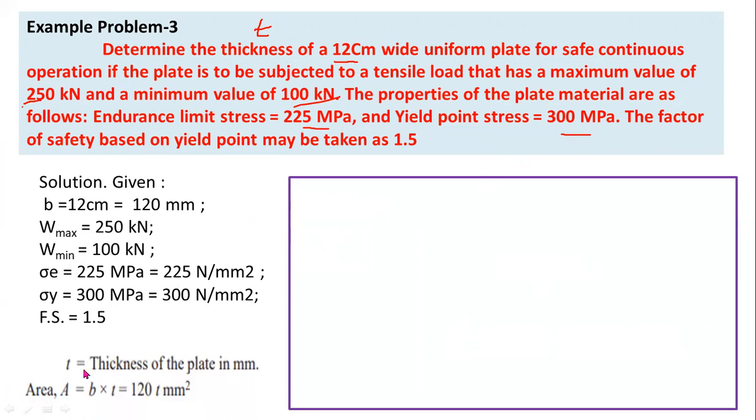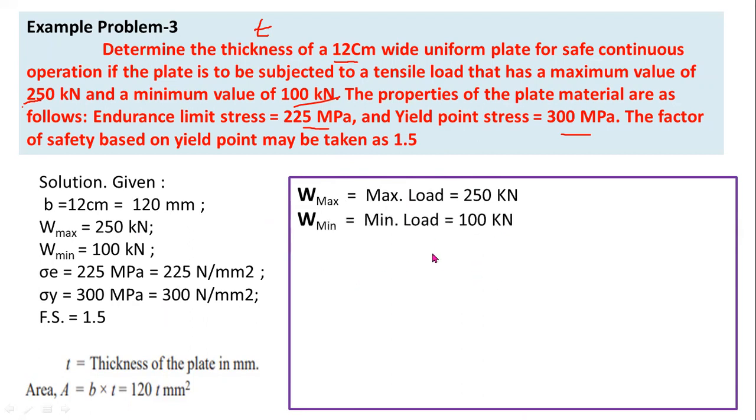You have to find out the value of T. Now already we know that cross-sectional area for a rectangle A equals width into thickness. Width is 120 mm and thickness is T. Now from the given loads, maximum load equals 250 kilonewtons, minimum load equals 100 kilonewtons.